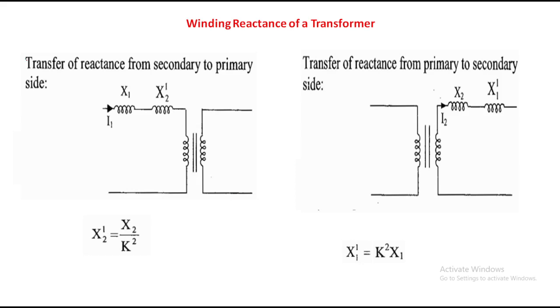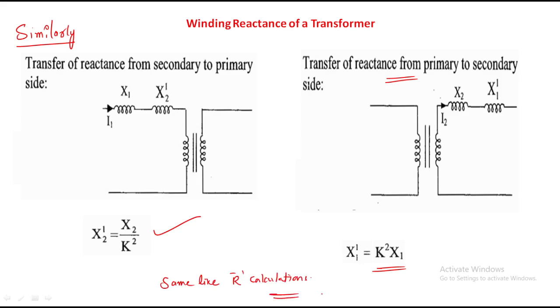Similarly, in the case of reactance, for transfer of a reactance from secondary to primary side, we have X2 dash equals X2 by K square. Like that, transferring a reactance from primary to secondary is K square into X1. Same as the resistance calculations, there is no change in the formulas; we only have to replace the term R with X.